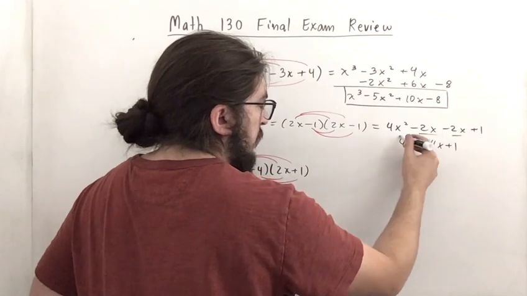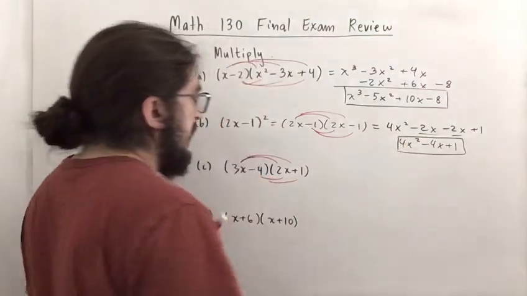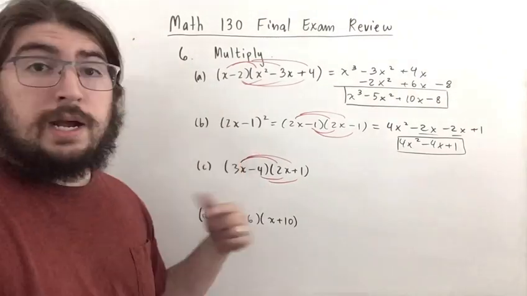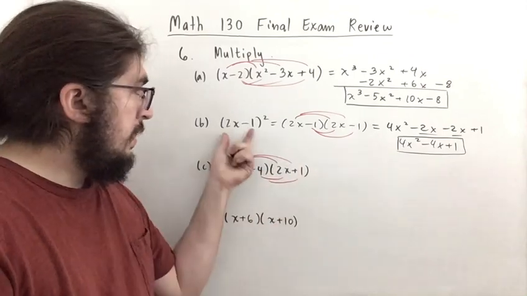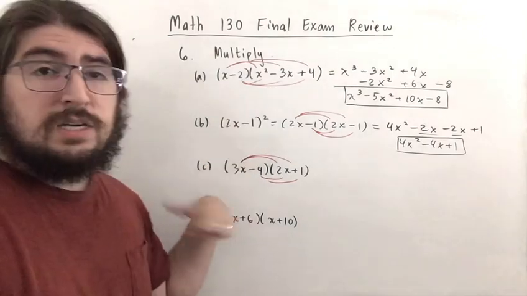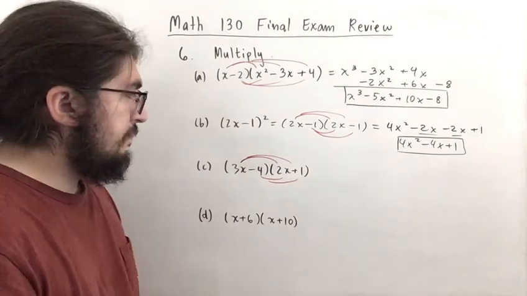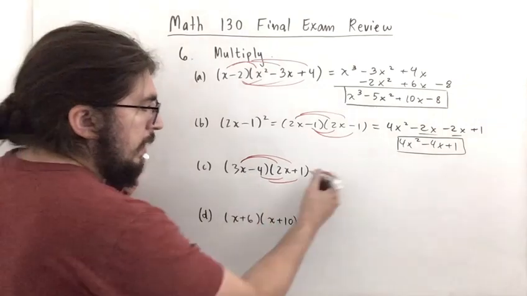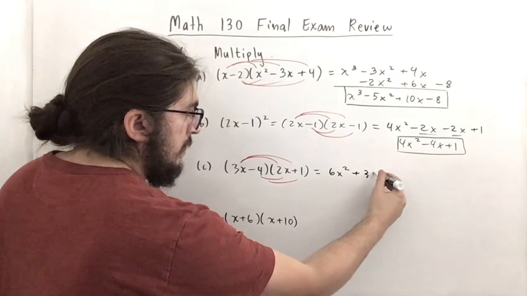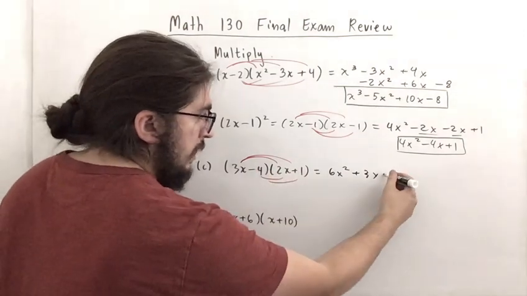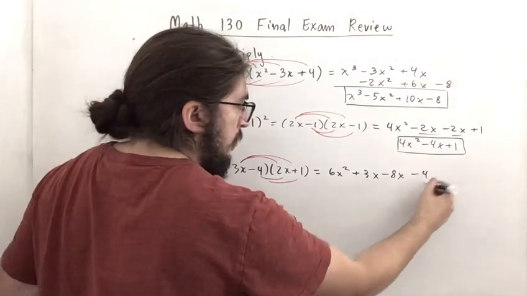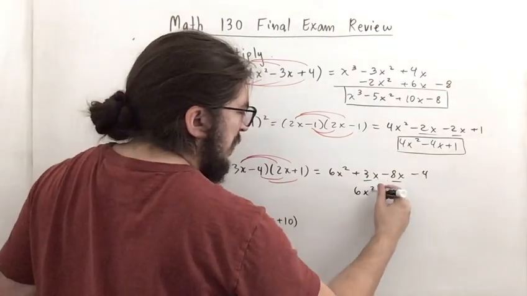Now there is a shortcut to remember a binomial squared, and that is the first one squared, 2 times the product, and then the last one squared. So notice 2x all squared is 4x squared. Their product is negative 2x, so 2 times the product is going to be negative 4x in the middle, and then negative 1 squared is positive 1, so it's plus 1 at the end. Okay, FOIL this, we get 2x times 3x is 6x squared. 3x times 1 is 3x. Negative 4 times 2x is negative 8x. Okay. Negative 4 times positive 1 is negative 4. These combine to negative 5x, so there we have it.